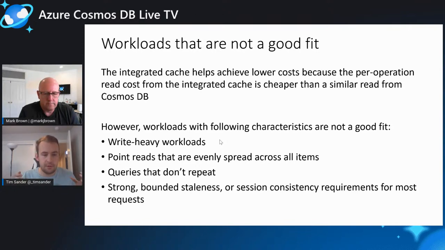The feature benefits only come if you heavily repeat the same types of queries and point reads again and again. We find this pattern to be pretty common among customers. A lot of Cosmos DB workloads might be the same 4 or 5 queries just run again and again and again. And in this case, caching can be a really great way to save money, and the integrated cache can be a pretty turnkey way to start caching.